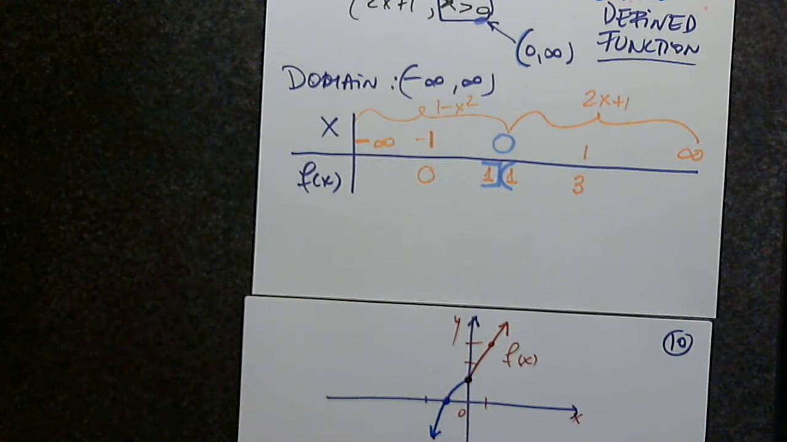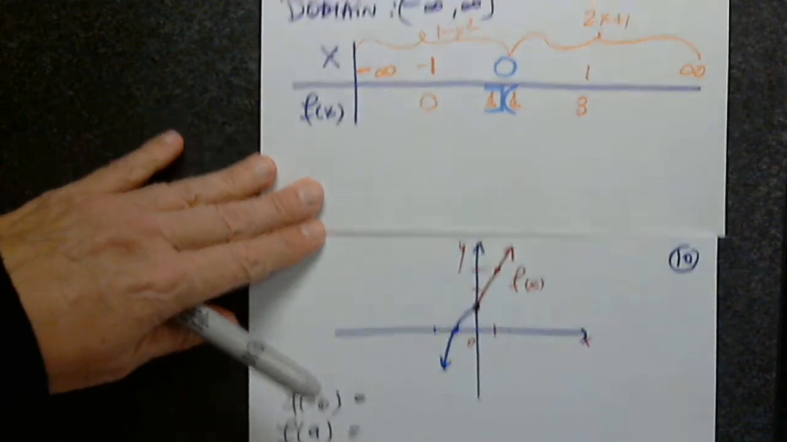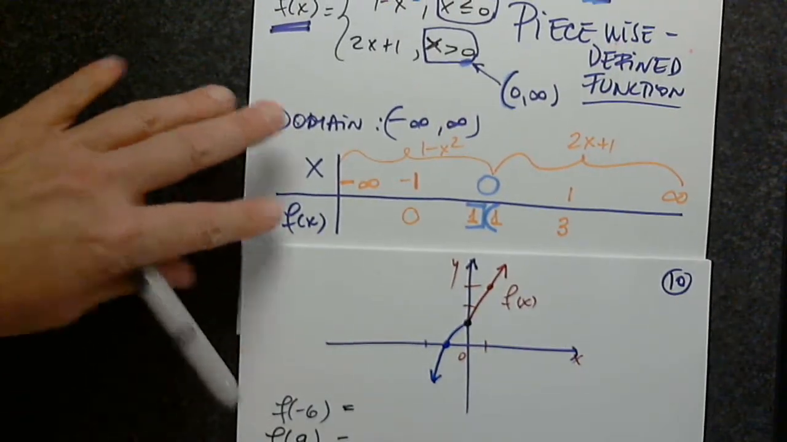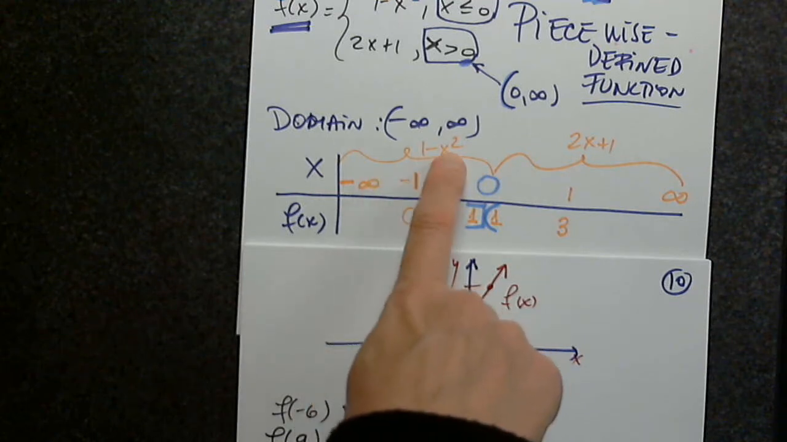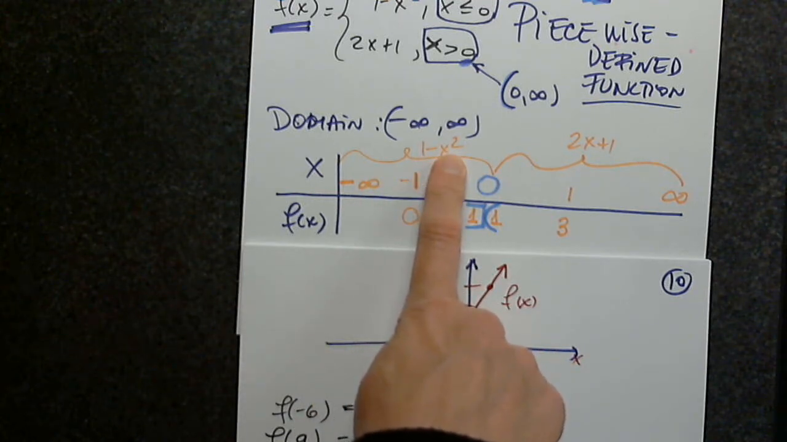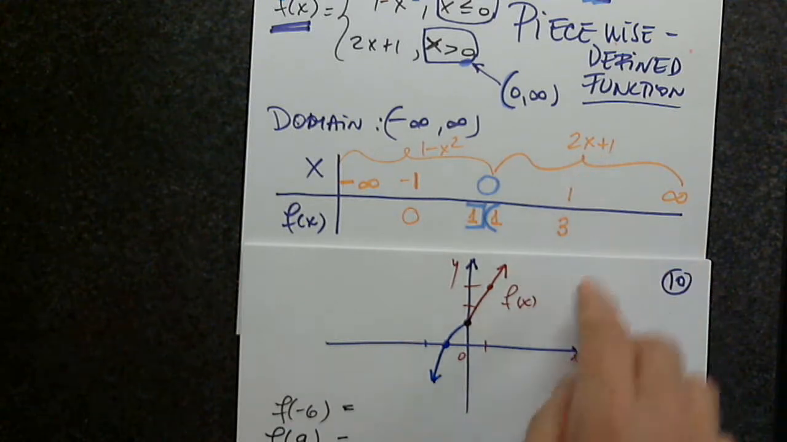Perfect, Michelle, thank you. Okay, so now they're asking us to find f of negative 6, and they're asking us to find f of 9. Well, of course, I already have the table. Shouldn't be that difficult. So f of negative 6 is here, so I have to plug it in this function. F of 9 is here, so I have to plug it in this function.